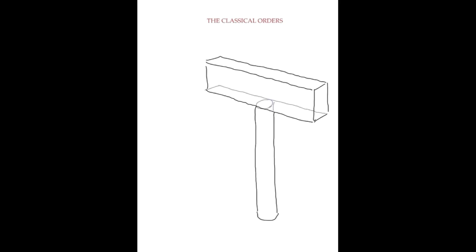So we have the column, and then we also have the entablature. And those are the building blocks of the classical language of architecture. But now what makes them classical is the particular ways in which those elements are articulated. Each one of these elements is in fact subdivided into three parts classically. The column has an upper part and a lower.